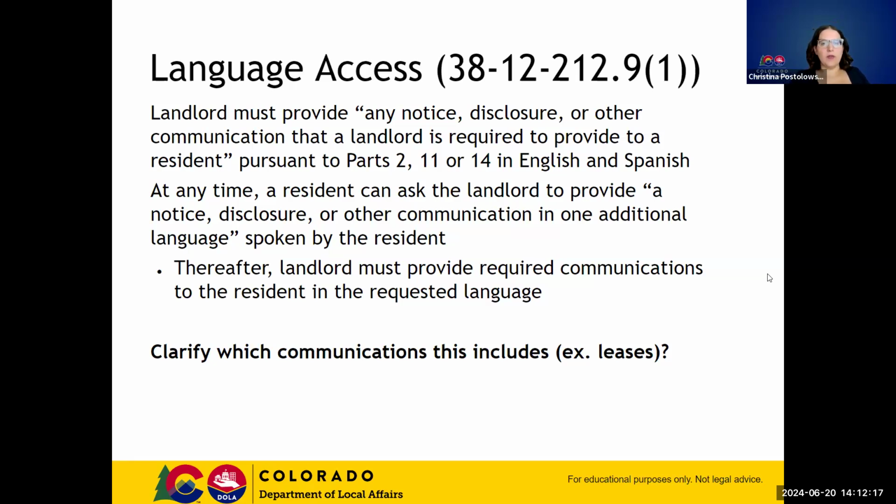At any time, a resident can ask the landlord to provide a notice, disclosure, or other communication in one additional language spoken by the resident. After that point, landlords have to provide required communications to the resident in their requested language. So required communications would be things like water shutoff notices, notices of community meetings.